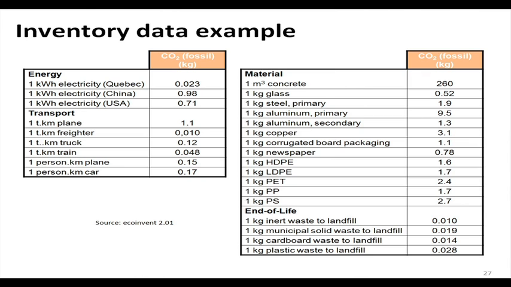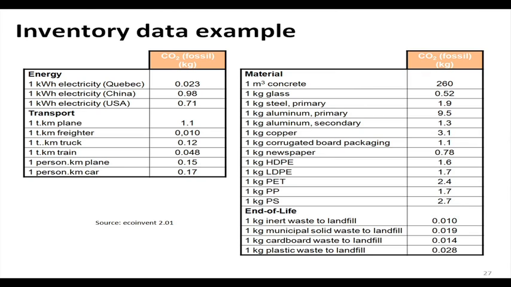Now if you look at the right hand side, some examples for materials, and towards the bottom, we have some examples for end of life. So 1 meter cube of concrete, you have 260 kg CO2 fossil fuel. 1 kg of glass, 0.52. 1 kg of steel, primary steel, not secondary. Secondary steel means you are producing steel from recycled steel. So 1 kg of primary steel, 1.9.